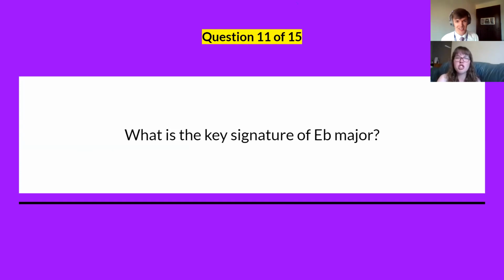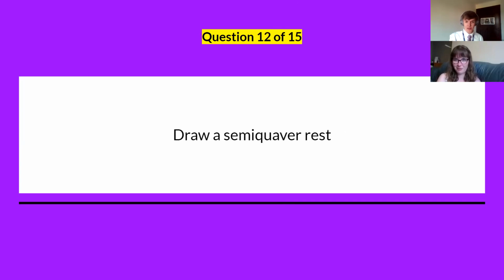So moving on to some general theory questions now. Question 11. What is the key signature of E flat major? Question number 12. We want you to draw a semiquaver rest. Think really carefully about what a semiquaver is. You don't need manuscript paper or anything for this. But what does a rest look like if it's a semiquaver rest?